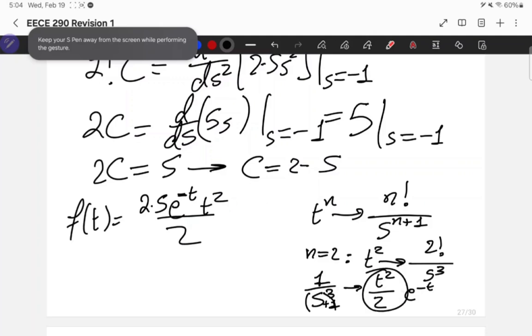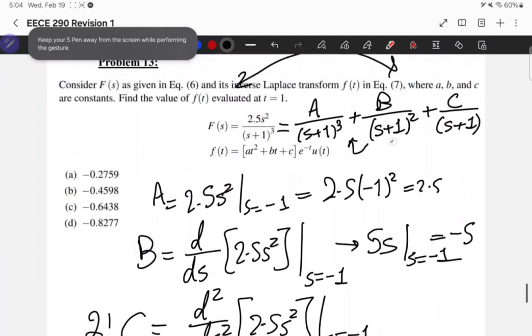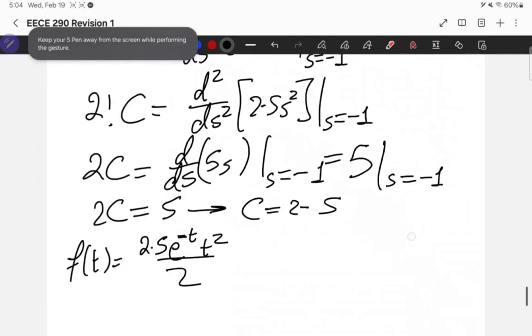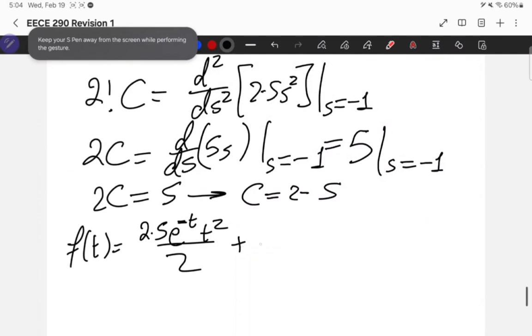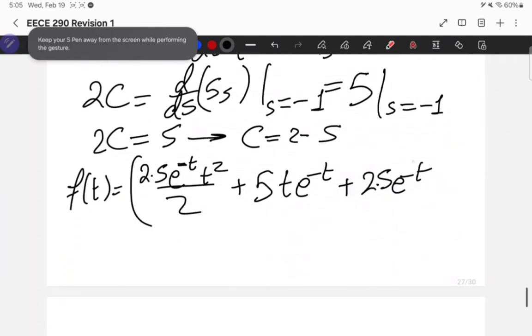This in here isn't included in the formula sheet. What's included in the formula sheet is this. This I only add a t, so this is plus b. b is 5. t, exponential minus t. And then finally 2.5, so plus 2.5 exponential minus t. All of this is multiplied by u at t.